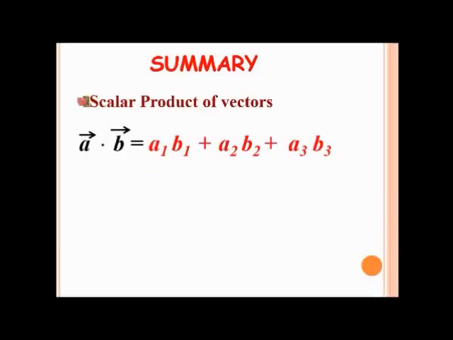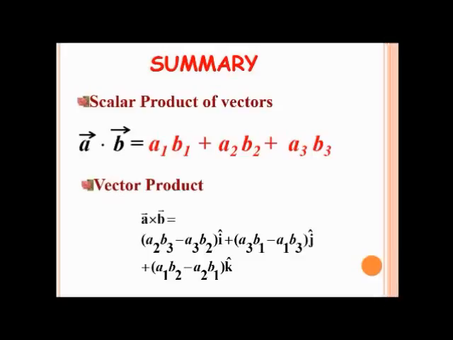Now we have discussed the products of vectors. So how to find the scalar product? A dot B means A1B1 plus A2B2 plus A3B3. A cross B is (A2B3 minus A3B2) i cap, (A3B1 minus A1B3) j cap, and (A1B2 minus A2B1) k cap.